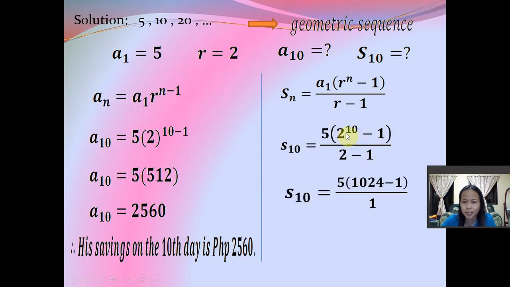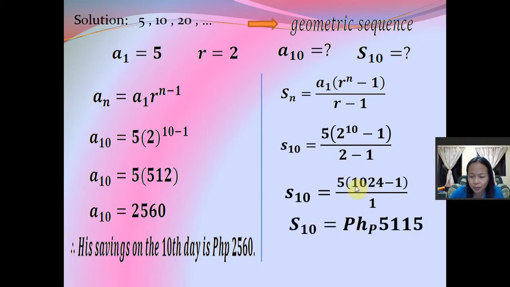we come up with 2 exponent 10, that is 1,024. We have our minus 1, then times 5. So we come up with 1,024 minus 1, this is 1,023, times 5, this is 5,115, divided by 1, same thing. So we have the total savings for 10 days is equal to 5,115 pesos. So again, this is the savings for the 10th day, and this one is the total savings for 10 days. It's 5,115.